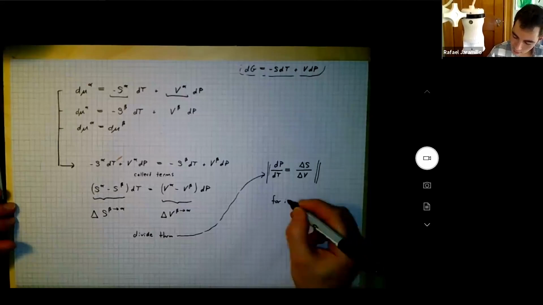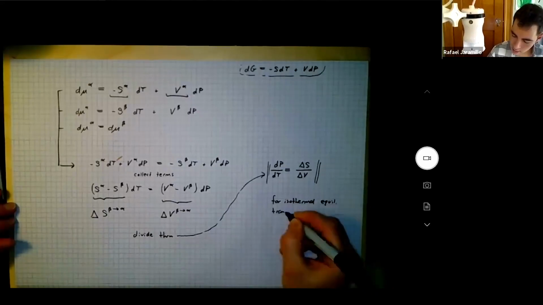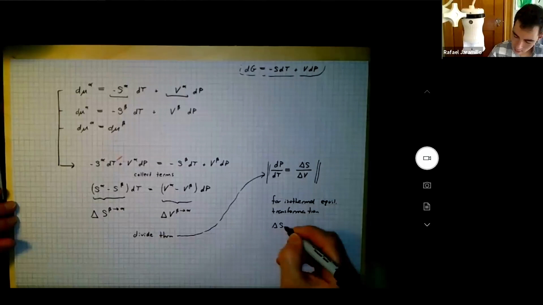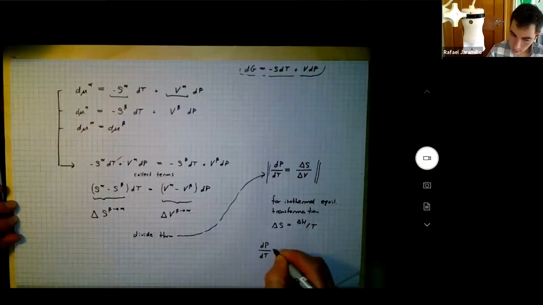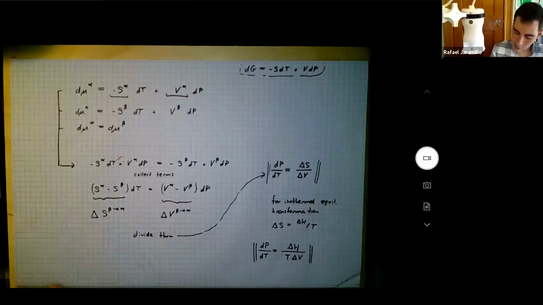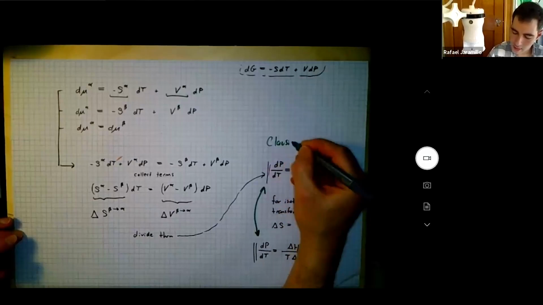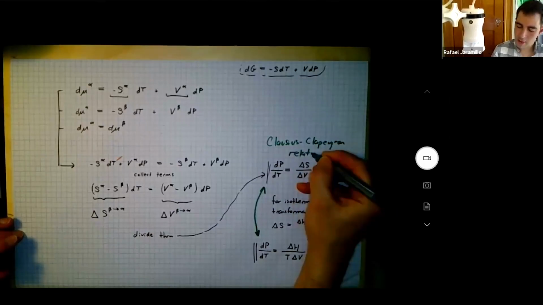And we have something else. For an isothermal equilibrium transformation, we know that delta S equals delta H over T. So I can re-express this as dP/dT equals delta H over T delta V. So these are equivalent, and these are called the Clausius relation or equation.